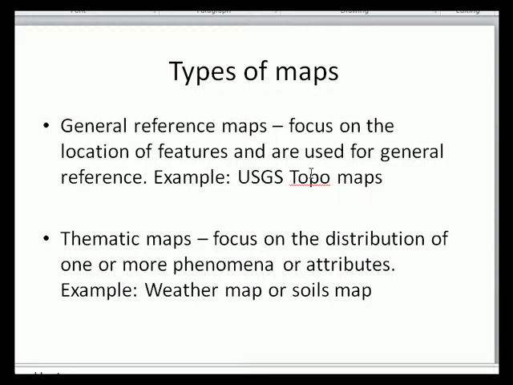Hydrography, water layers. A thematic map has its focus on the distribution of one or more phenomena or attributes. An example of a thematic map is something like a weather map that has mostly weather-related information on it. So no maps are 100% thematic. There's always a little bit of general reference information, just so you know where you're looking at. If you don't have any general reference information, you won't be able to relate the weather to where it's happening.